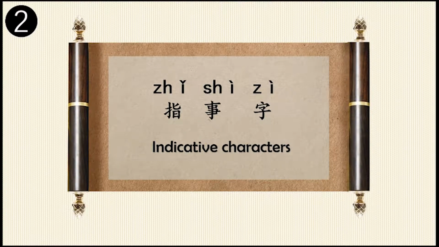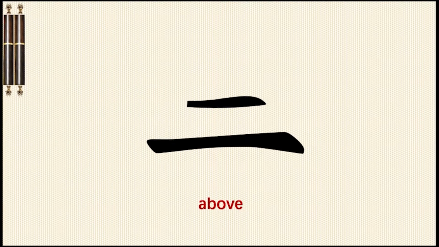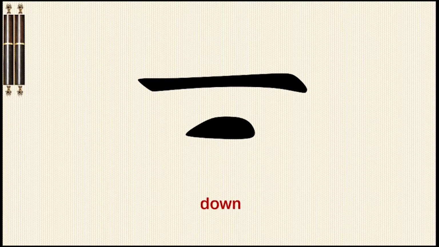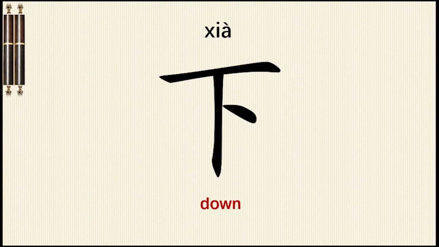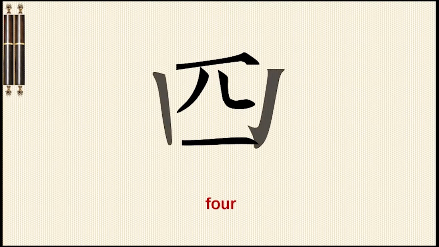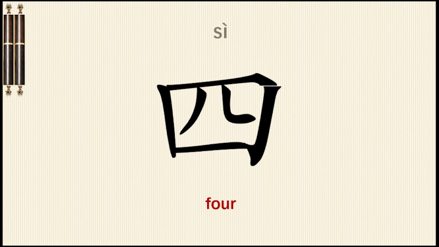指示字. Since many things can hardly be drawn in pictures, for they may be abstract in meaning or just part of a picture, the ancient Chinese people used abstract symbols to indicate the meaning. For example, 上, 下, 四.